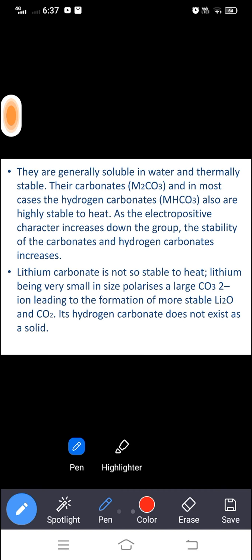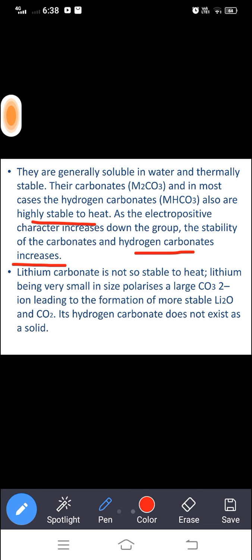Generally these oxoacids are soluble in water and thermally stable. When you try to heat them, they will not decompose that easily. Their carbonates will be highly stable to heat. If you try to heat them, they will not decompose. As the electropositive character increases down the group, the stability of the carbonates and hydrogen carbonates increases, because the metal easily reacts with the carbonate, CO3 2-.